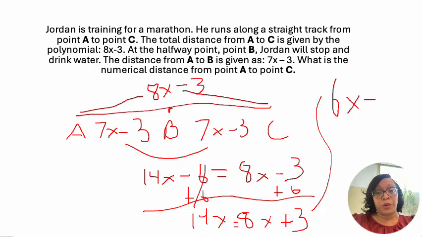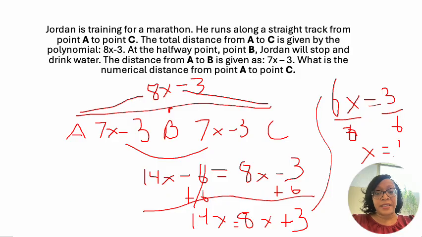is equal to 3. So from there, I know that x is equal to 1/2 because I'm going to divide both sides by 6. I'm going to divide both sides by 6 because I want to get the x by itself. So x is equal to 3 over 6, which is really 1/2.